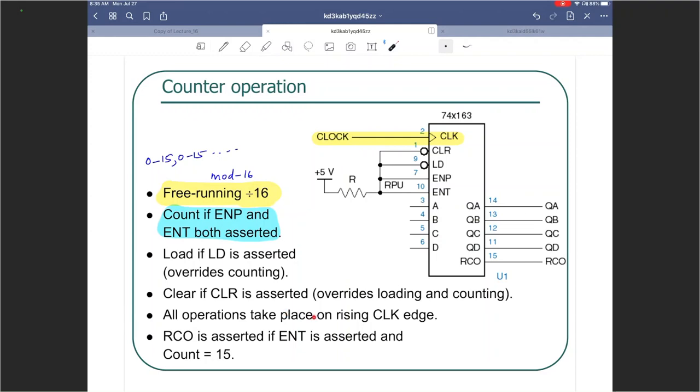All operations take place on the rising edge of the clock. We have talked about that because it's a positive edge triggered counter. And then your RCO is asserted if ENT is asserted and the count is 15. So 1111.